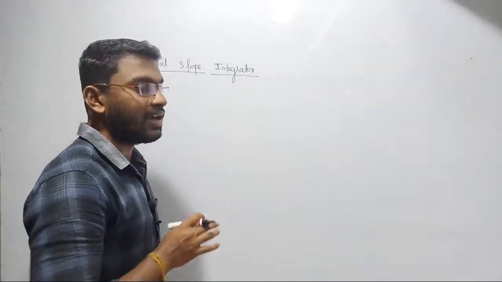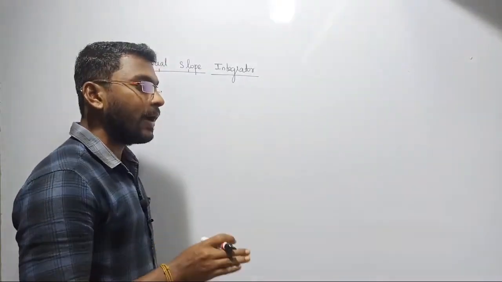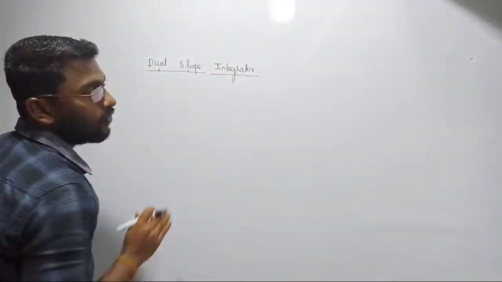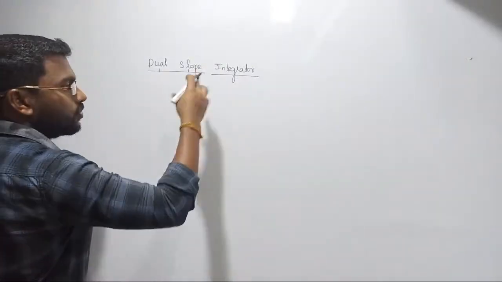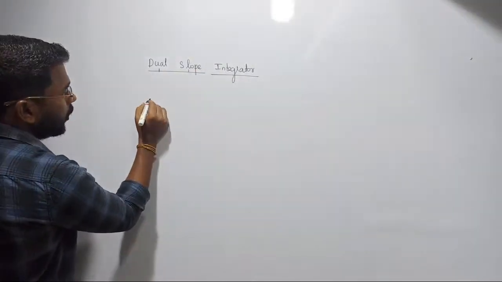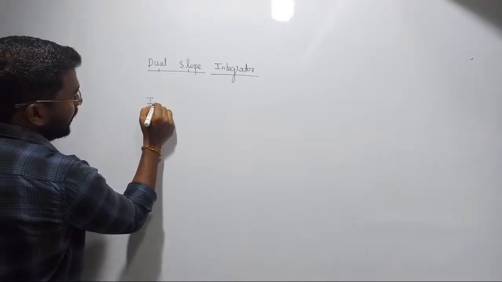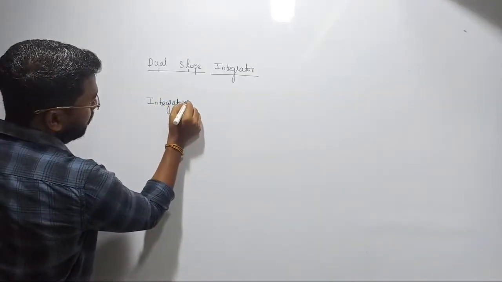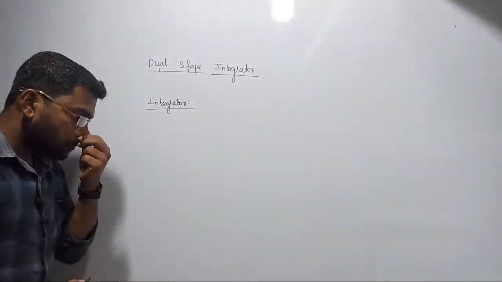We are going to design the integrator circuit with the help of an operational amplifier only. So first let us discuss the basic properties of your integrator. Later we will talk about dual slope. Slowly I will insert the elements. Okay, let us take the integrator alone. So first our target is to achieve the properties of the integrator.